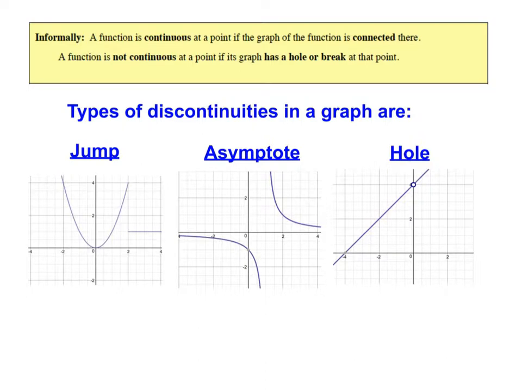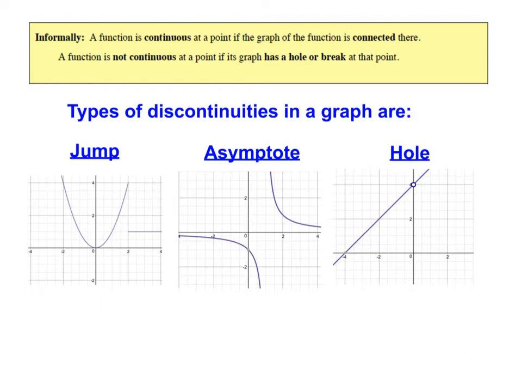An asymptote is like a jump but slightly different, because the asymptote continues on for infinity. It's approaching whatever that number is from both sides. And it gets as close as we could possibly ever desire, but it never actually reaches it. So there actually is not a point where the asymptote is. So that's considered to be a discontinuity. Right, and then the other one is the one that we mentioned earlier. If there's a hole in the graph, that is considered a discontinuity as well.